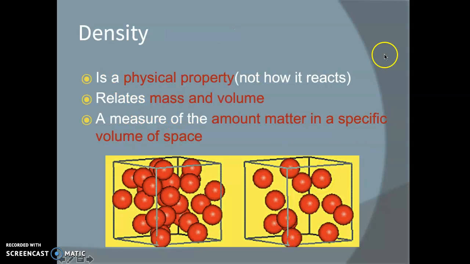So density is a physical property. That means it describes not how it reacts, but how it exists. That relates mass and volume. It's the measure of the amount of matter in a specific volume or space. So if I ask these two images, which had the higher density, you'd say, well, the volume is the same, length times width times height, but the amount of stuff is greater in this one, so that means it has a higher density.